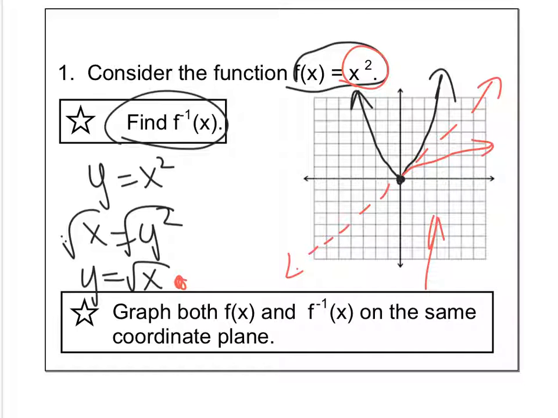Square root only works with positive numbers, okay? Down below, that doesn't work. I can't take the square root of a negative number, and I will never get a negative answer as a square root. So kind of consider that.